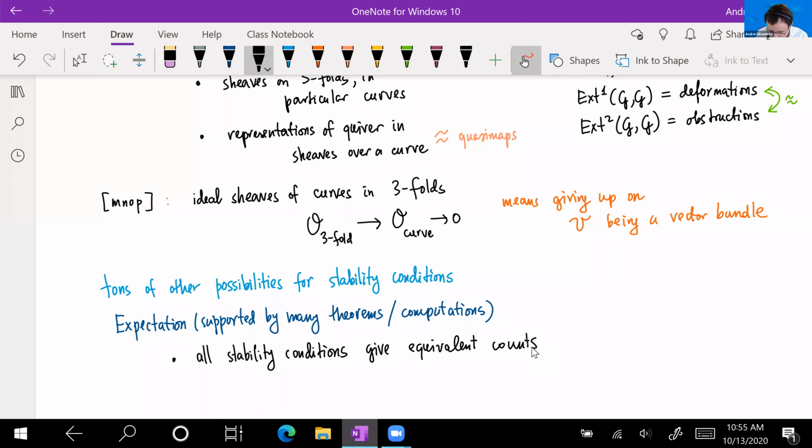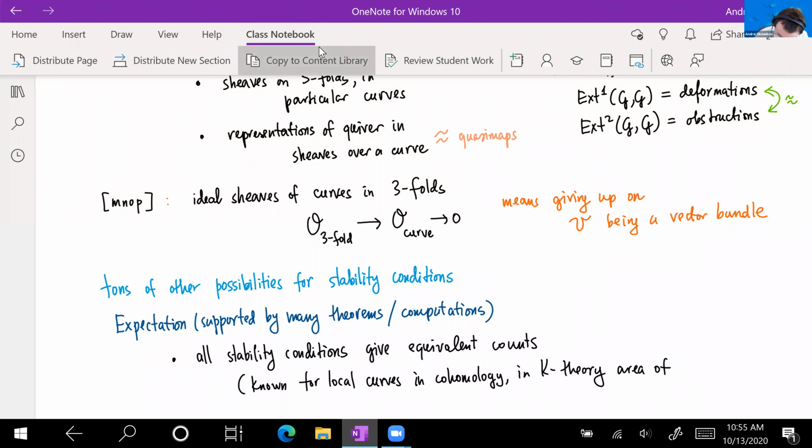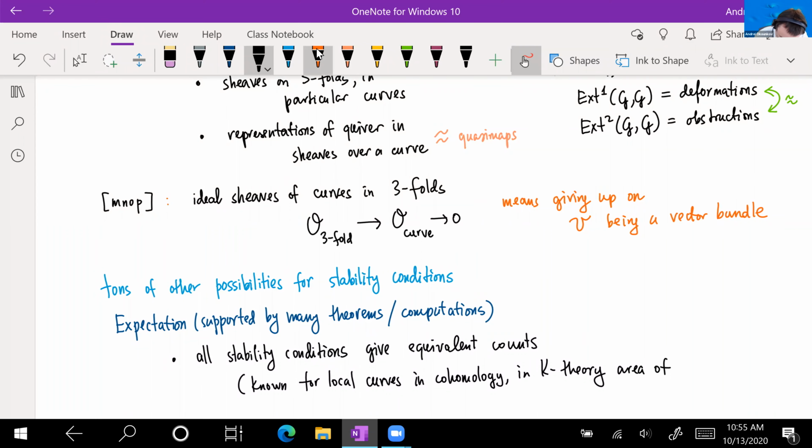So this is an equivalent count, and this is known for local curves. For local curves we discussed threefolds of the form of a bundle over a curve. Curves in cohomology. In K-theory, this is an area of active current research.